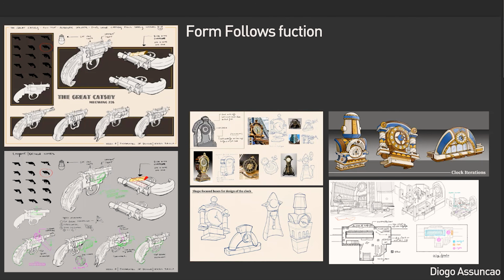And you can see that here in these awesome examples from Dojo here, right? Both with the pistol and his clock design, right? They both have a very practical sense. Everything is thought with functionality in mind. And the aesthetics kind of came after the fact.